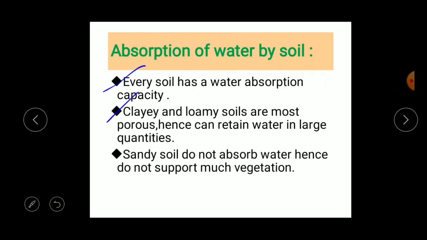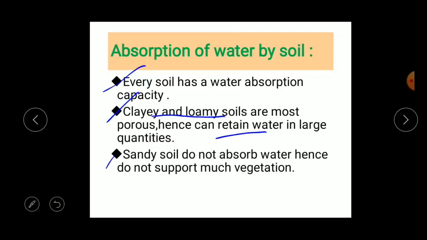Clays and loamy soils are most porous, hence can retain water in large quantities. Porous is nothing but the gaps present in the soil, or the pores present in the soil, as I told you in the previous class. So these clay and loamy soils have more pores, so they can retain water in a large quantity. Retain is nothing but to hold, so they can hold more water.